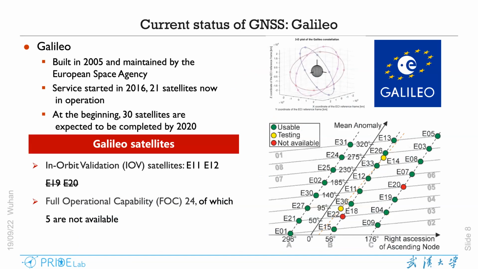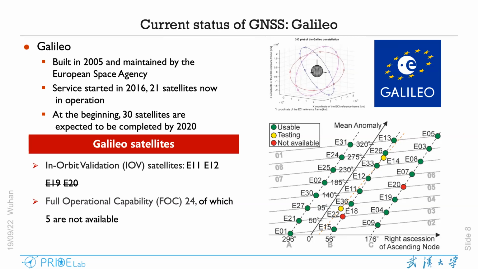This is a very advanced system. It was built to support commercial applications of GNSS, and it is operated by the European Space Agency. Now we have about 21 satellites in space. It is still under deployment, and the goal is to have 30 satellites in space to provide continuous positioning services and secure positioning services for civilian applications.